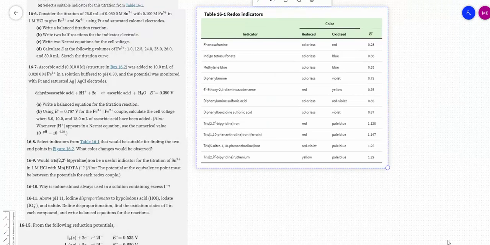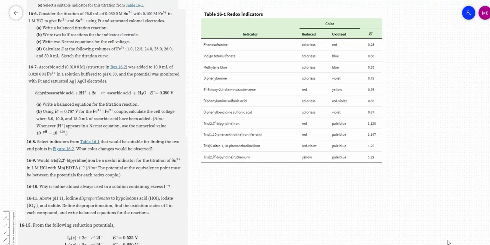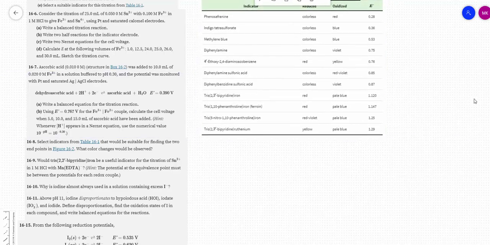Number 9, would tris 2 bipyridine iron be a useful indicator for the titration of tin with manganese EDTA? Well, we need to find out what the potential is at the endpoint. So if I have tin, the standard reduction potential of the tin is 0.139 volts in 1 molar HCl.